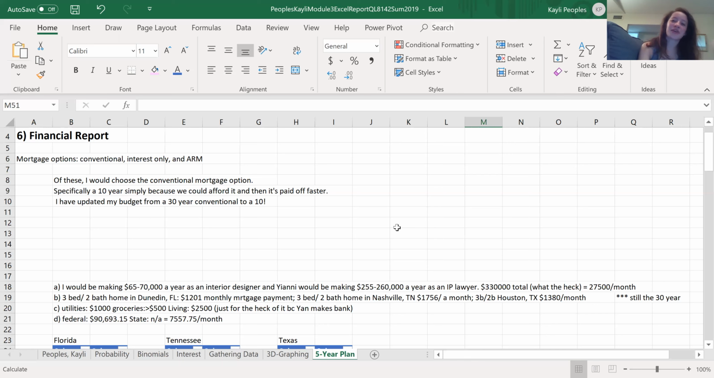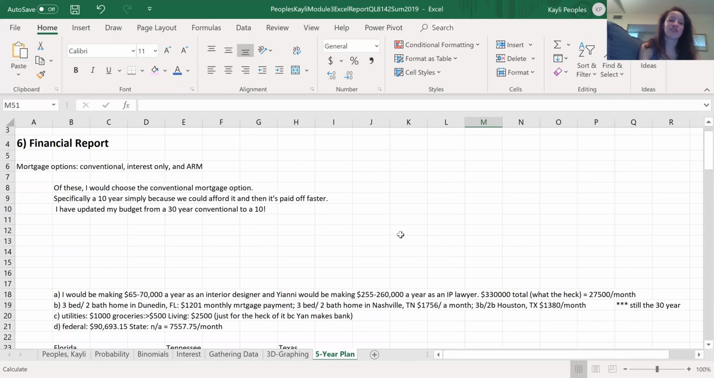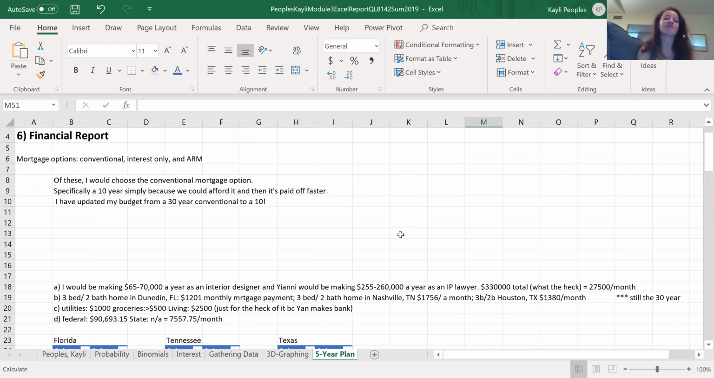But keeping it all based on that, this is what I have. The three main mortgage options are conventional, interest only, and ARM. Conventional is just like a fixed rate, so you're gonna pay the same thing every month. It's available in a 10, 15, 20, 30, or 40 year, with 15 and 30 years being the most common, probably 30 the most common.